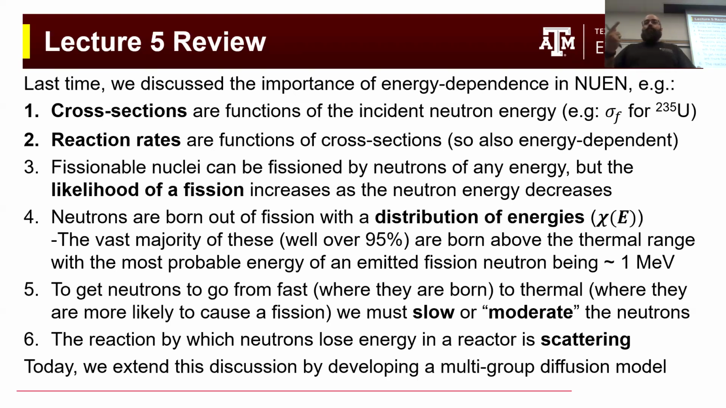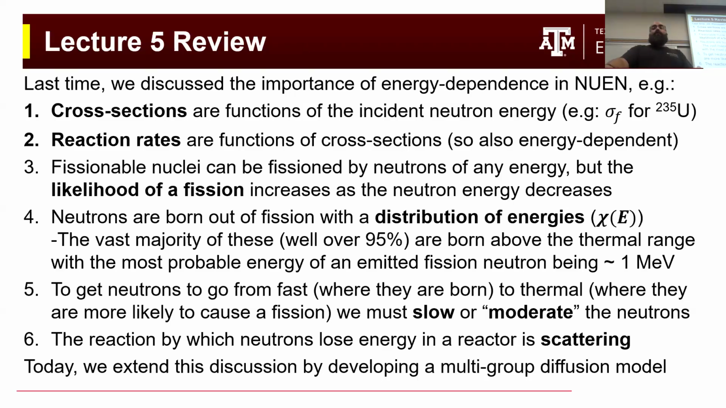We also saw that for those cross sections, like the fission cross section for uranium 235, that cross section is a lot higher when the neutron has a low energy, and then that function decreases as the energy of the neutron increases. So fission reactions, for example, are more likely to be caused by a neutron of a low energy. When we calculate a reaction rate, it's a cross section multiplied by a flux. And so that means that our reaction rates are also neutron energy dependent.